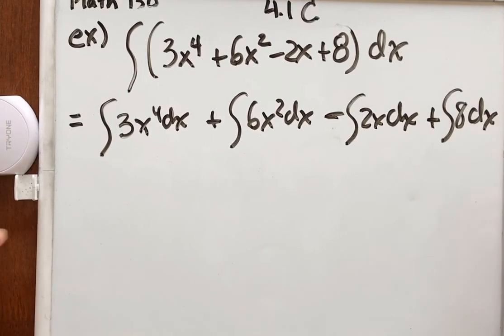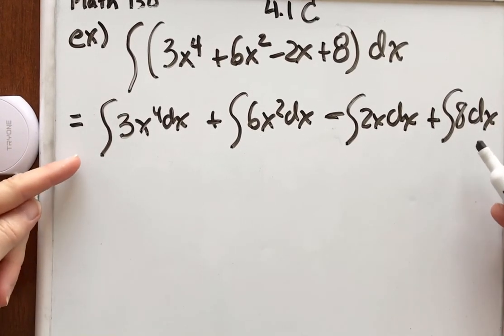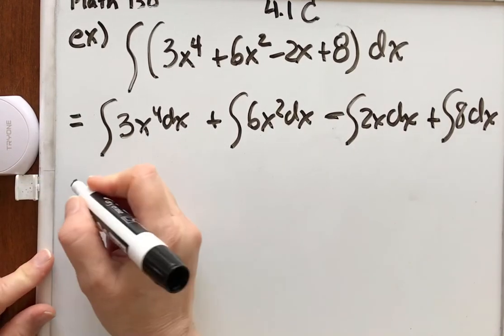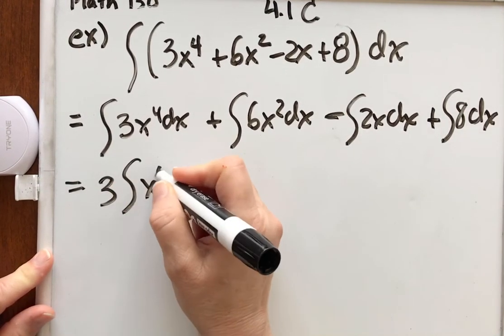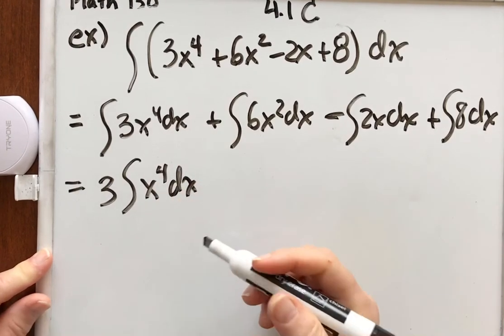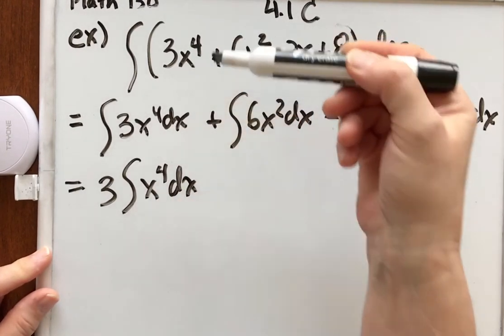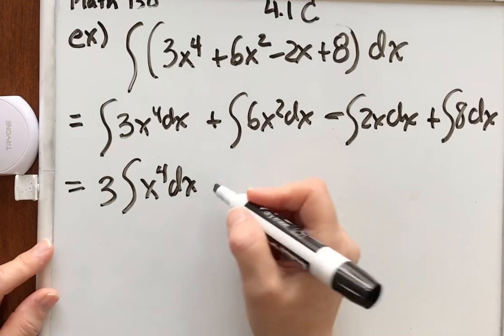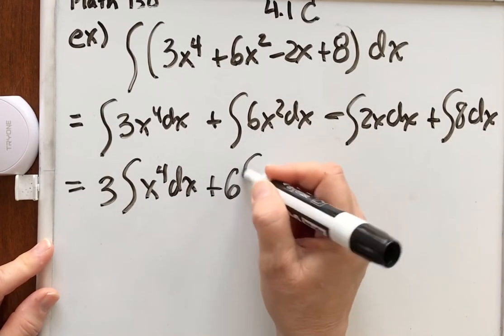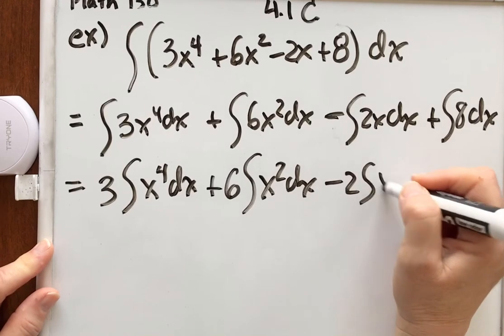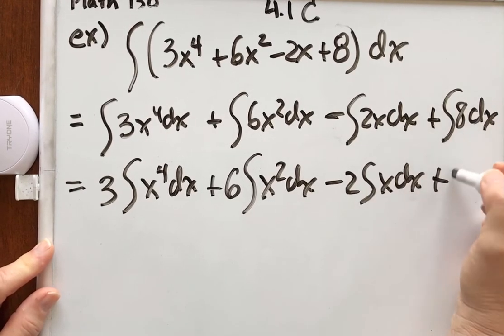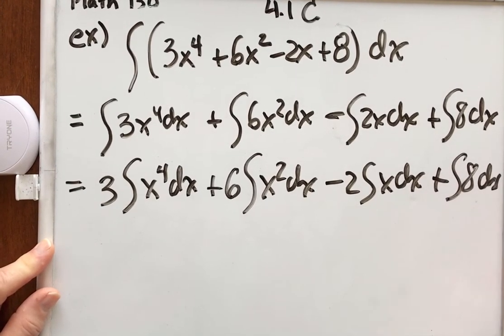Okay, so we split it all up by property 2, but property 1 says we can bring the constants in front. So I'm going to bring the constants in front. Now notice when you're working on your own, you can do this in one step. You can go from here to here. Okay, so we're going to bring out our constants. And this one we'll just leave as it is.